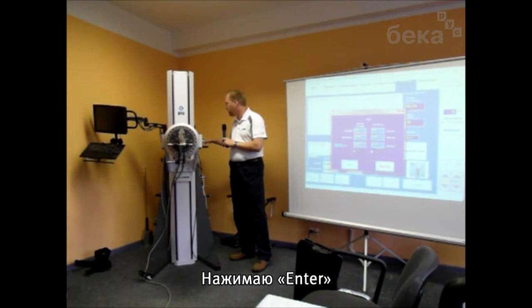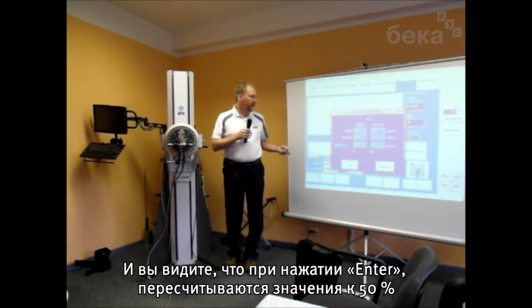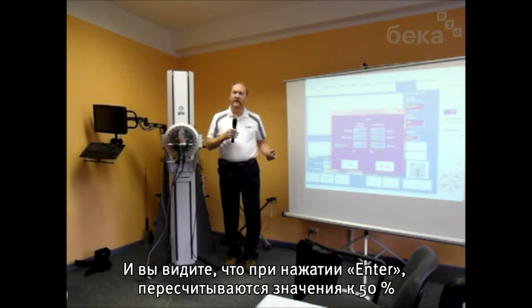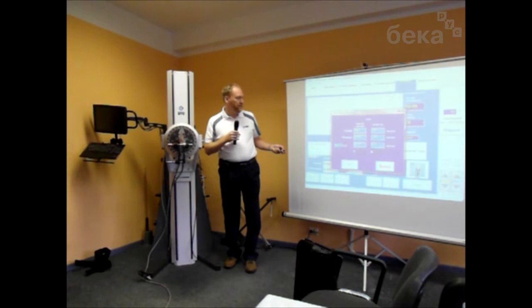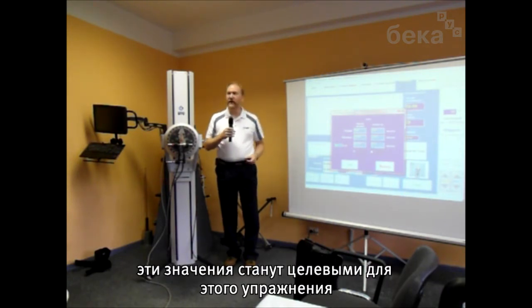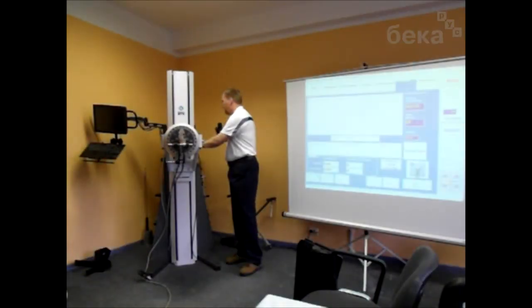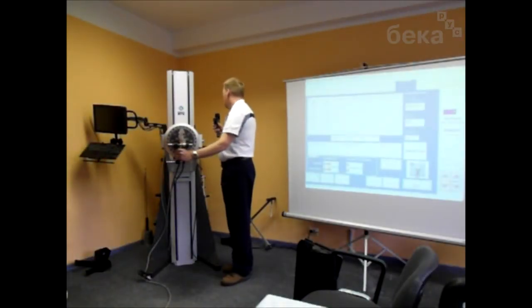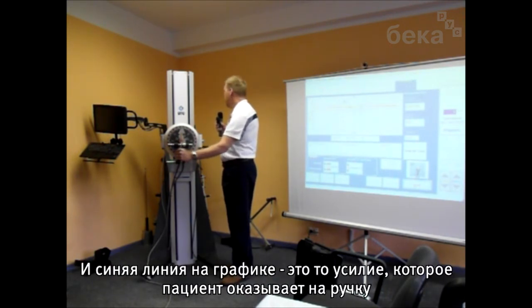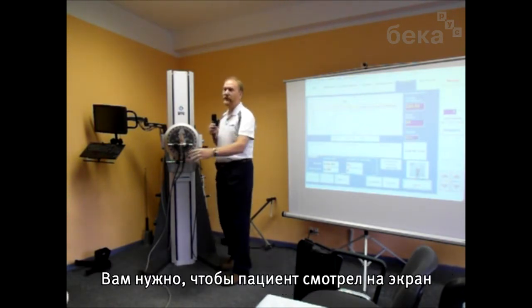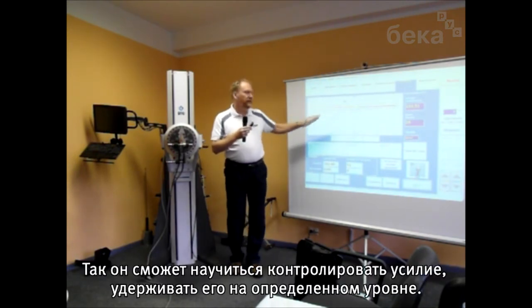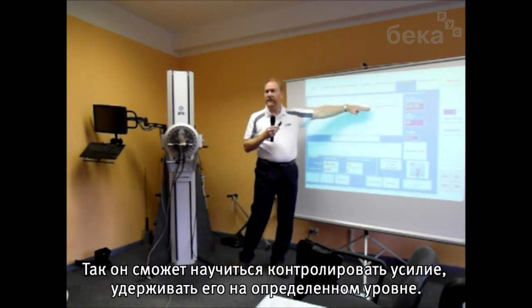and then press enter. And you see when I press enter, it recalculates that value to 50% of what the maximum was. And when you press OK, it will take that value and set it as the target for the exercise. So you press start, ask the person to grip, and the force, the blue line you see being drawn, is the force that the person's exerting against the handle. So you want them to be able to watch the screen so that they learn how to control their force output and keep it at that level.